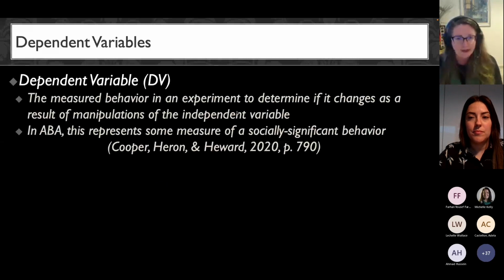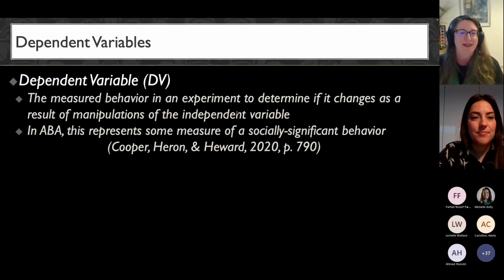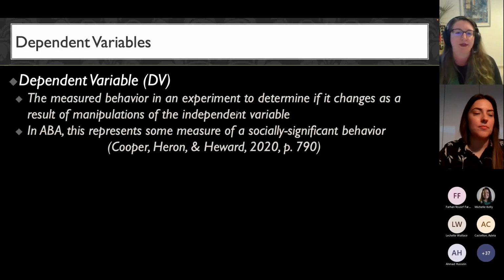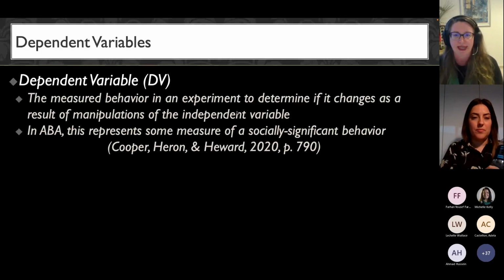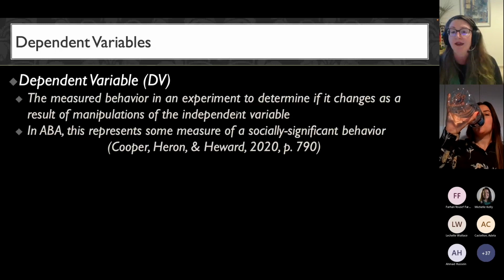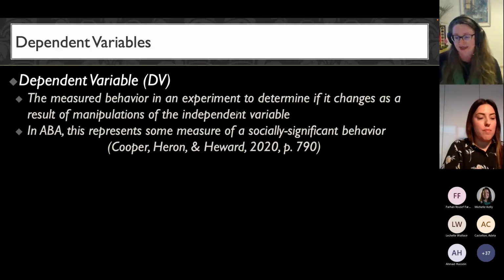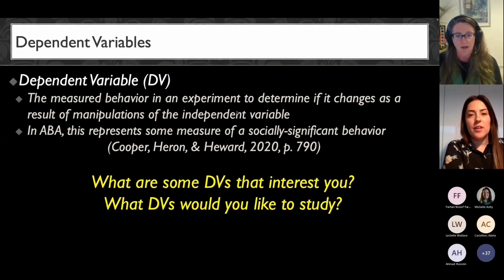Now we're going to get into a little bit of terminology. Don't worry, this is not class, but we do need to be using the same language. So when we're developing research questions, we're going to talk about dependent variables. So this is the measured behavior in the experiment. And we want to determine if it changes as a result of the manipulations of the independent variables. So in ABA, this is some measure of a socially significant behavior. This is your target behavior.